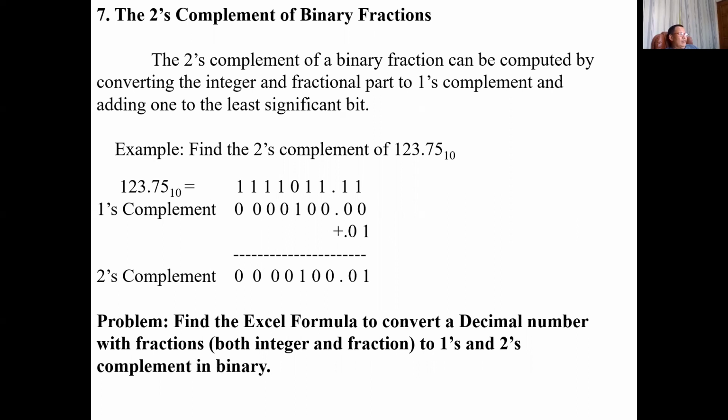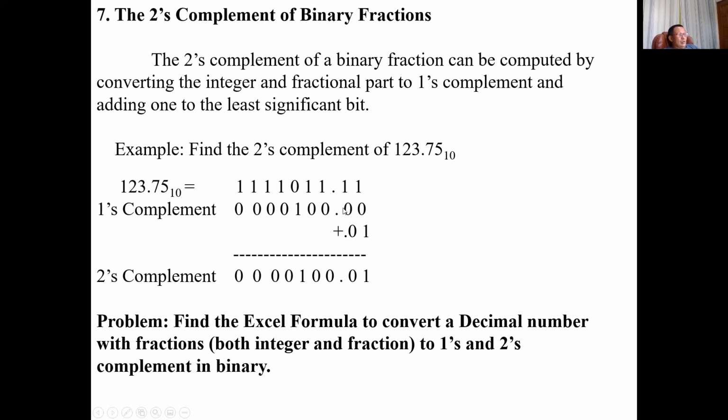Find the 2's complement of a binary fraction. How do you do that? You go to the end, to the least significant bit. Okay. So, for example, find the 2's complement of 123.75. Okay, 123.75 is equal to 1111010111. Okay, you follow? You find the 2's complement.